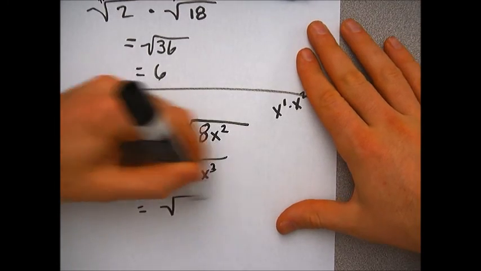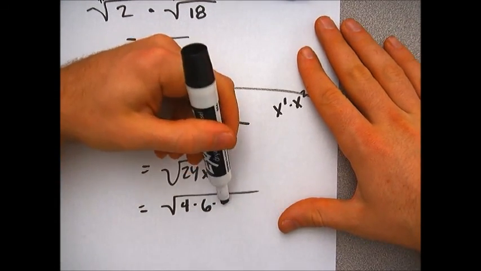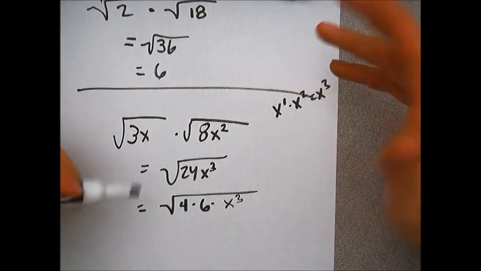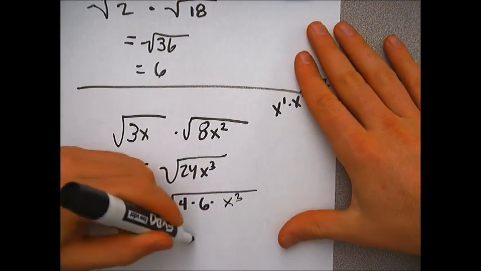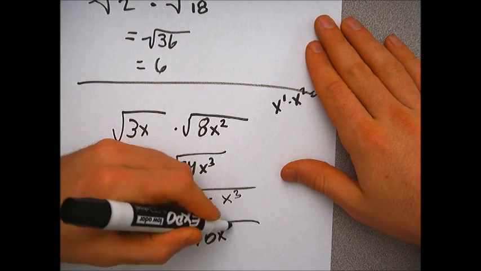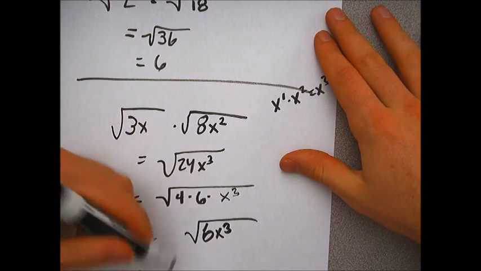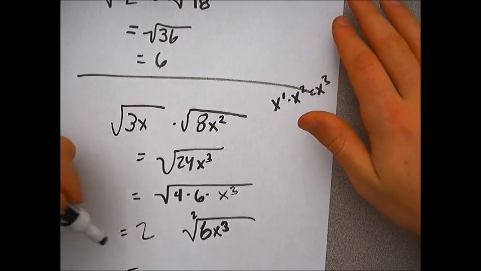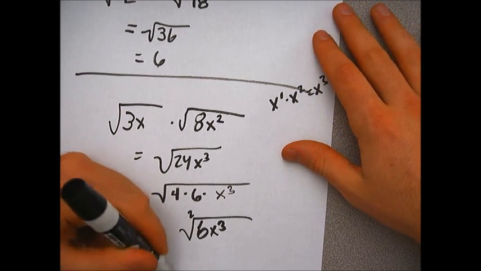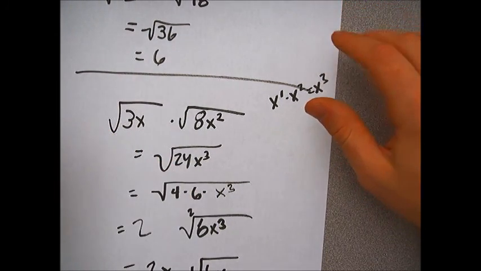So we're going to rewrite this as the square root of 4 times 6 times x to the third. What is the square root of 4? 2. And what are we left with? 6x to the third. And we need to break the letter down. Your index number is a 2. 2 goes into 3 once. Remainder 1. Then you have 1 x underneath.